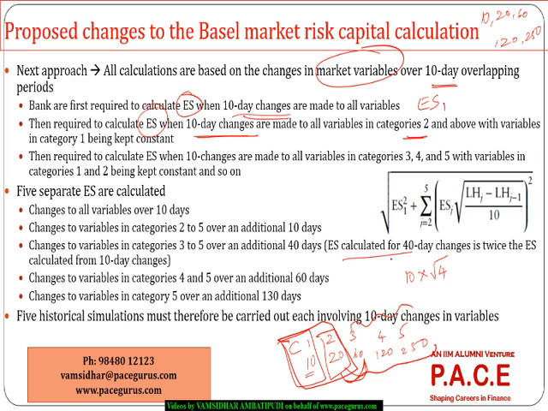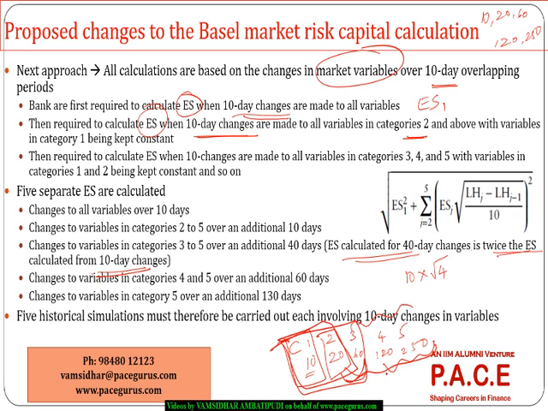The ES calculated for a 40-day change is twice the ES calculated from the 10-day change. So first compute the 10-day change and assume that 10-day periods are more or less uniform. Multiply it with the square root of 4. After that, keep these 3 as constant, make the changes to the variables of these 2, and based on that compute the ES.